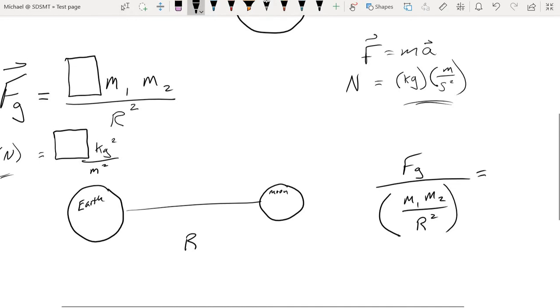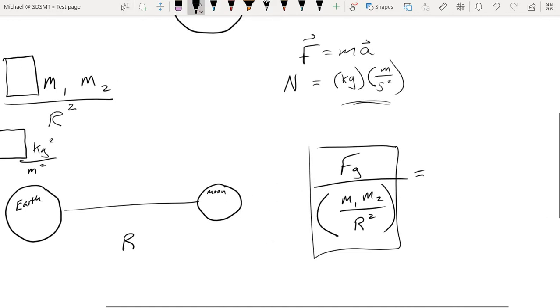And surprisingly, no matter what combination of masses and separation distance and force that Newton used out of all of this astronomical data that he had access to, this ratio kept coming out to be the same number every time. And so he called this big G. This was the universal gravity constant.